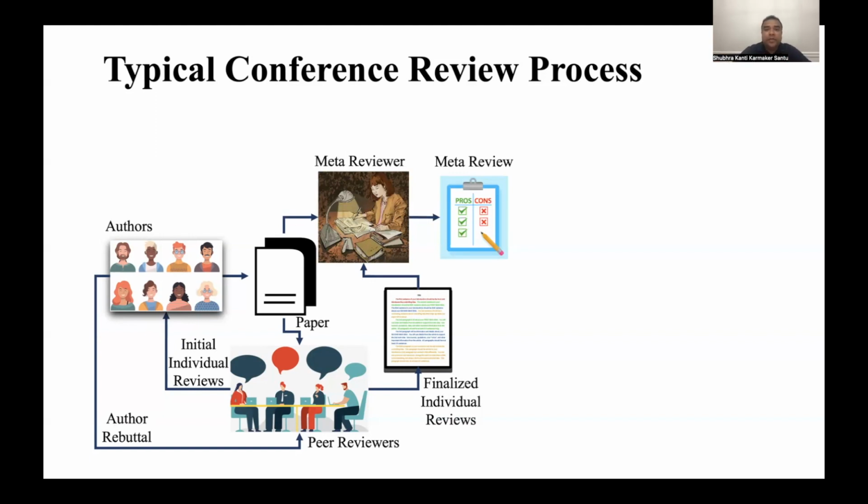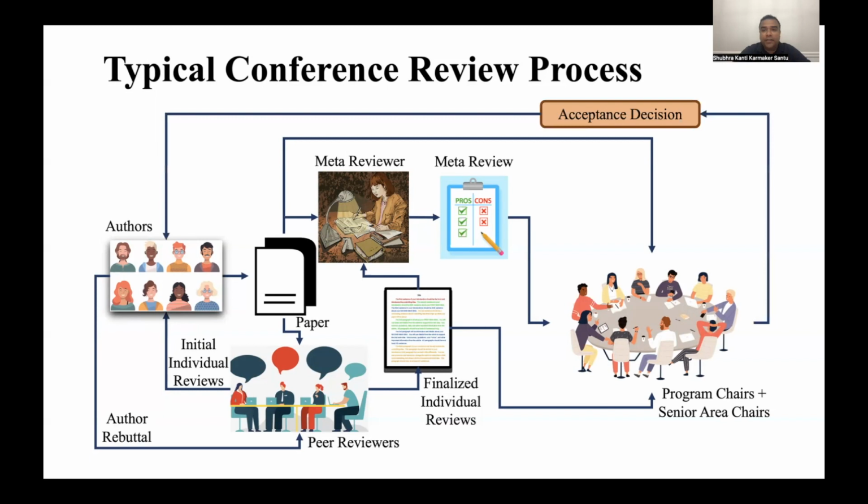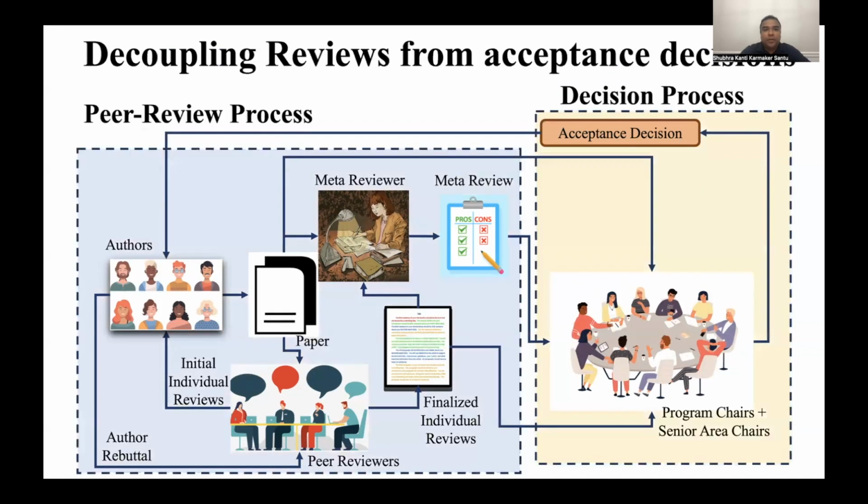And then this meta review, the finalized individual reviews, as well as the paper, everything is forwarded to the program chairs and senior area chairs, who discuss all the submissions individually and then make decisions on the acceptance of a venue. And after a decision is made, the decision is actually forwarded back to the authors.